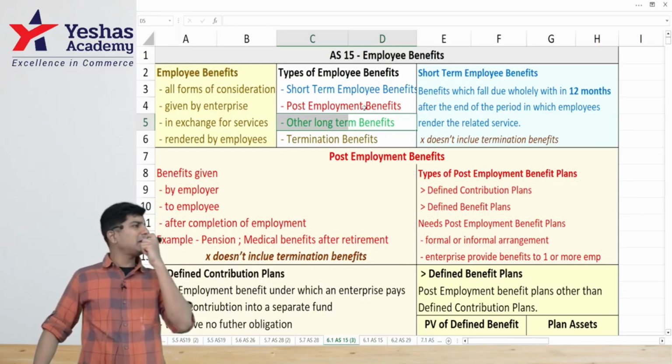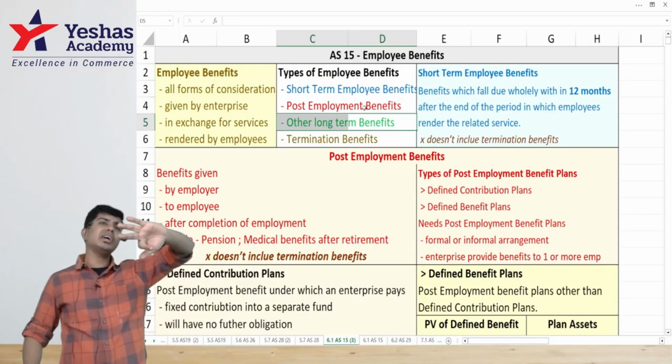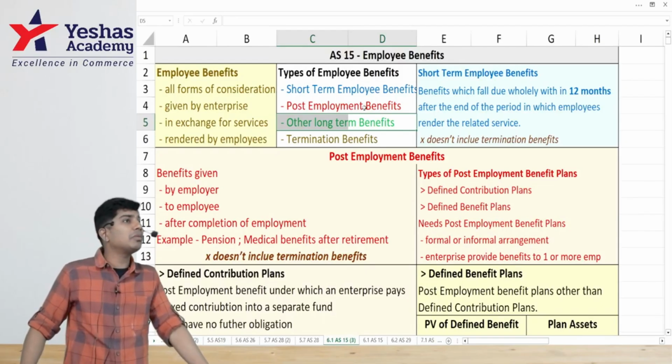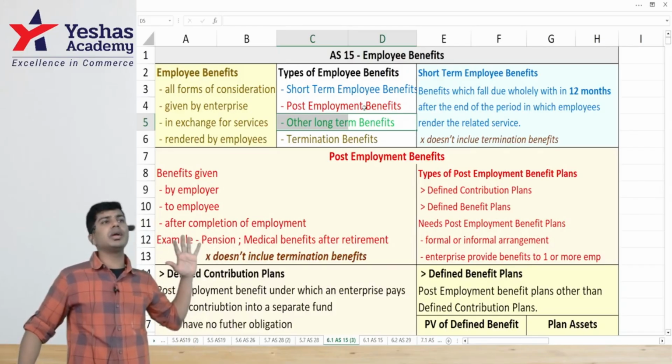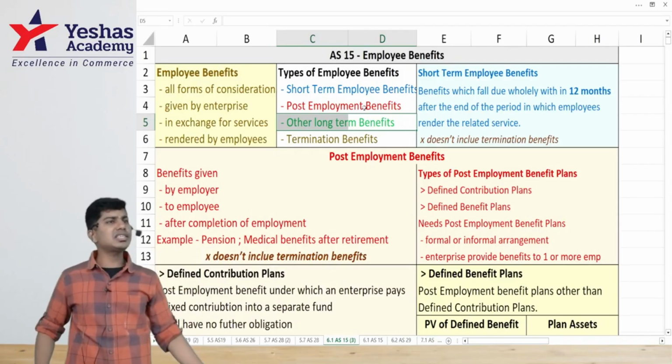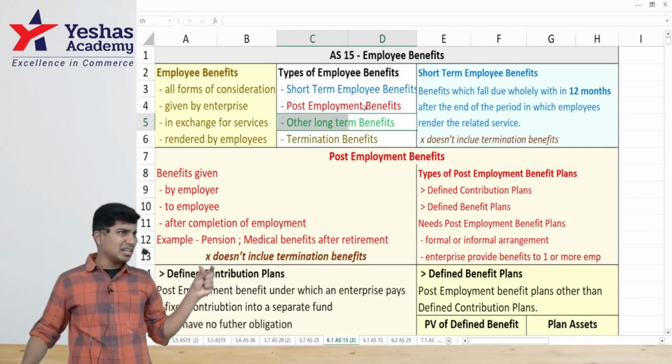Then what is termination? Termination is given when the employment contract is terminated. So from today, you are not my employer, I am not your employee. Now you will give me some money. That is termination benefit. You might understand or you might start getting a little confused.